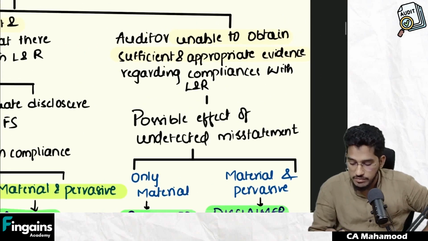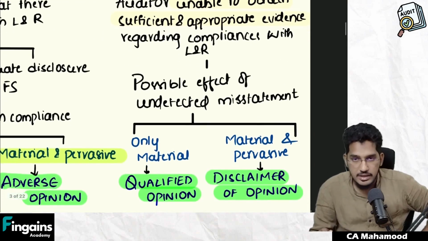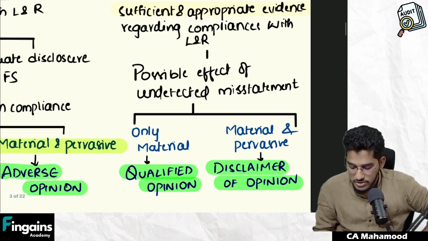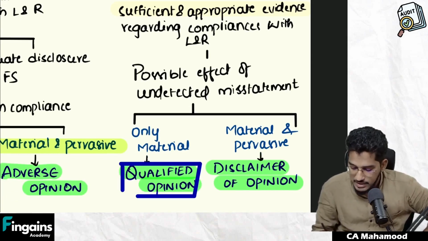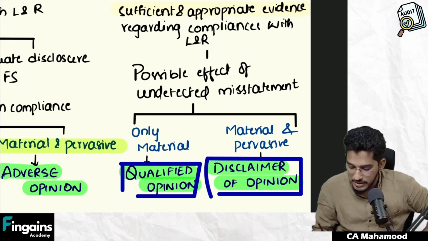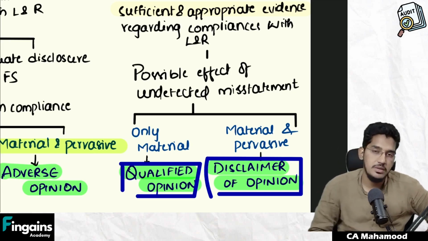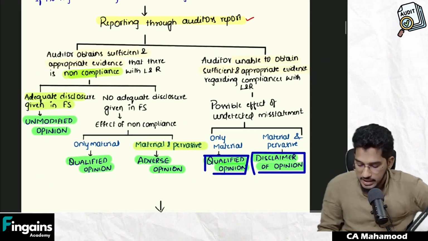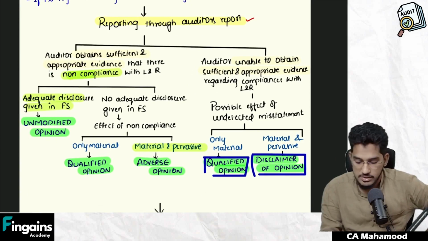So if you see it here, if the auditor is unable to obtain sufficient and appropriate audit evidence regarding compliance with the laws and regulations, then you will modify. Which kind of modification? Here in this case, either a qualified opinion or a disclaimer of opinion. If the possible effect is only material, then we will give qualified. If the possible effect is material and also pervasive, then we will give a disclaimer of opinion. Understood? So whatever content we have read in the paragraphs, the same thing I have presented in an easy manner in the form of charts.